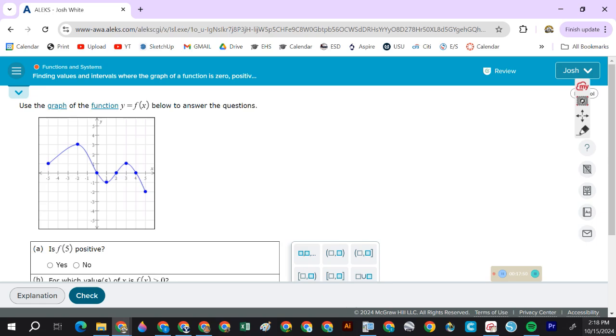So here we have a piece of a polynomial, weird looking polynomial, and it wants to know, is f of 5 positive? So this is my x-axis, and this is my f of x-axis, also known as y. So f of 5 means what happens when we plug in 5? So if I go to 5 on my x-axis, I get the answer of negative 2. Is f of 5 positive? No.